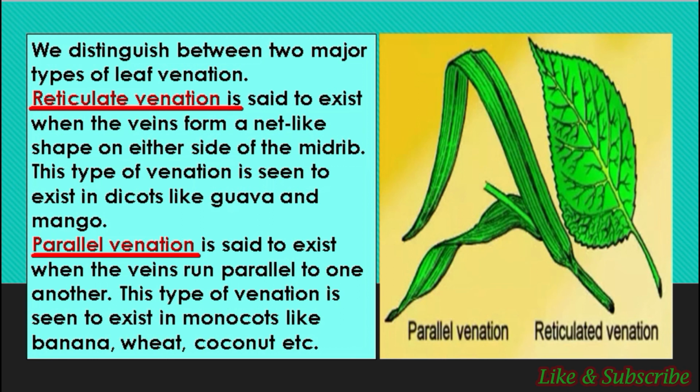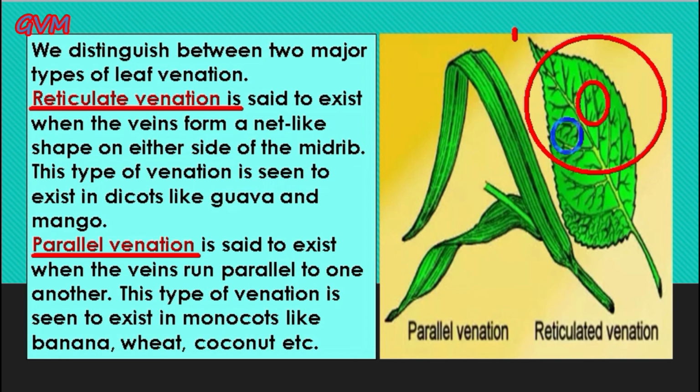And students, now let's discuss each and every type of venation, and the first one is reticulate venation. And students, in reticulate venation, the veins form a network-like structure as you can see here in this image. So students, when veins form a net-like shape on either side of the midrib, then this type of venation is called reticulate venation. And students, this kind of venation is generally observed in guava and mango plants.